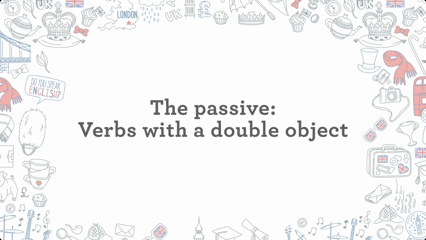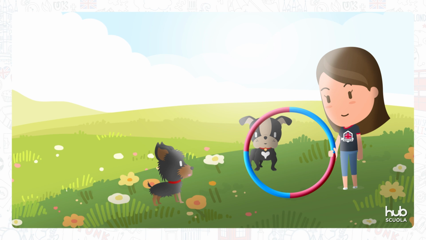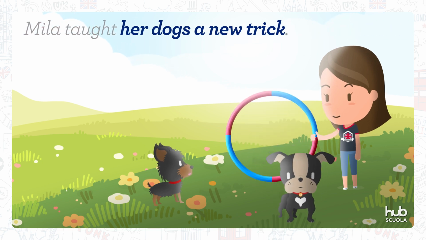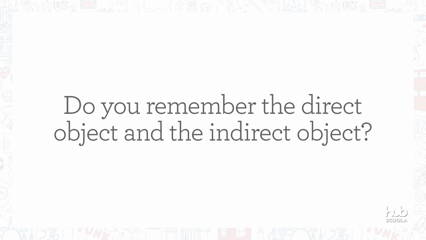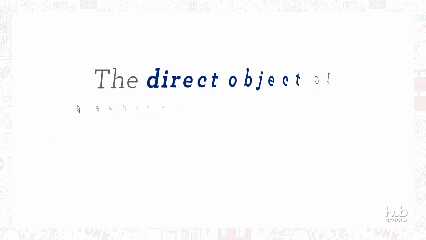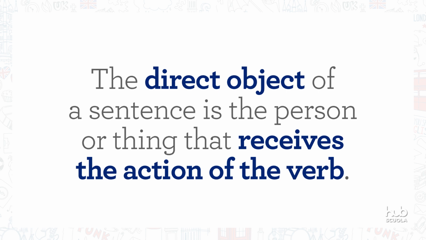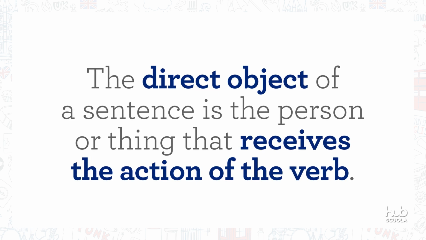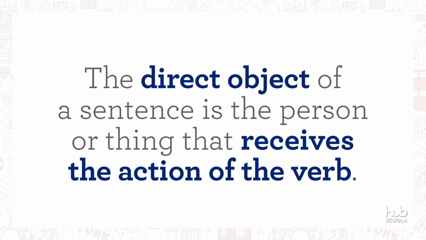The passive, verbs with a double object. Mila taught her dogs a new trick. Do you remember the direct object and the indirect object? The direct object of a sentence is the person or thing that receives the action of the verb.